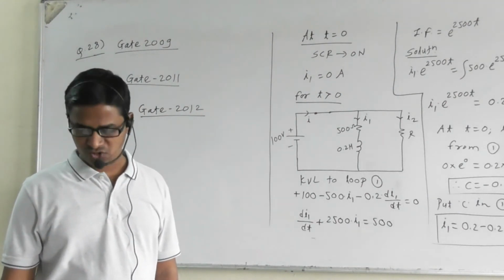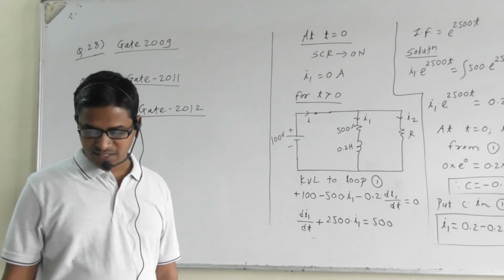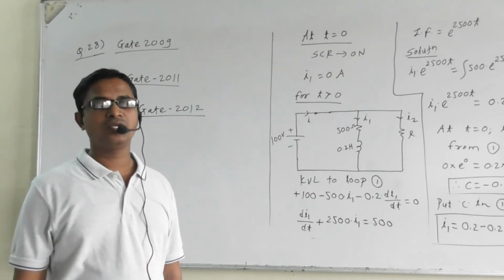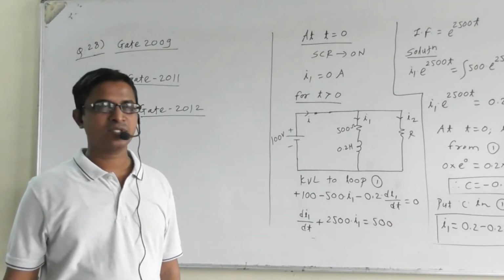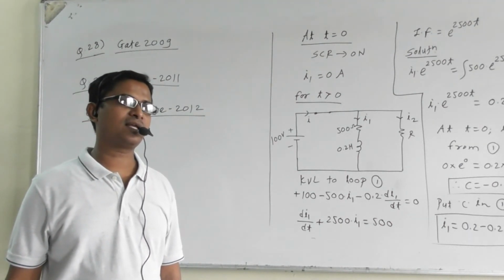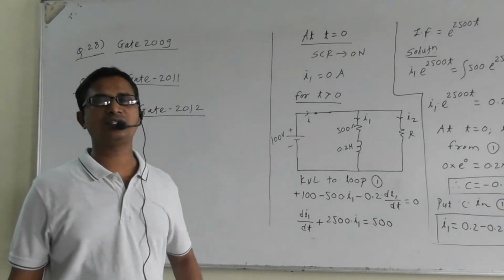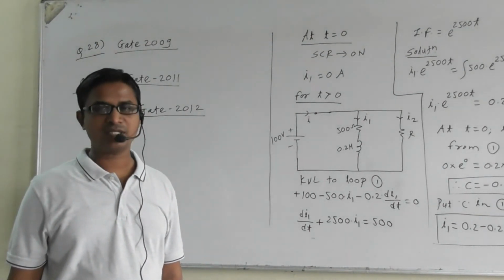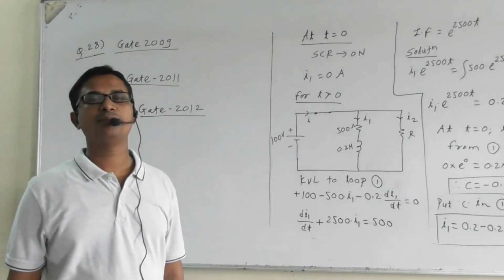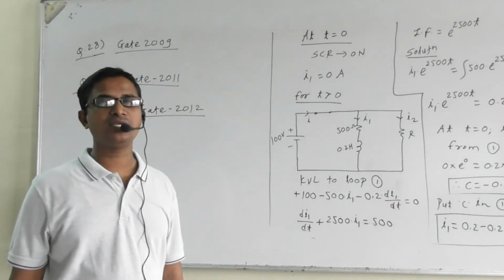No. So option C is wrong. Is the latching current less than the holding current? No. So option D is also wrong. So please check option B. Generally, the latching current is 2 times the holding current for a 20 ampere thyristor. So the answer is option B.